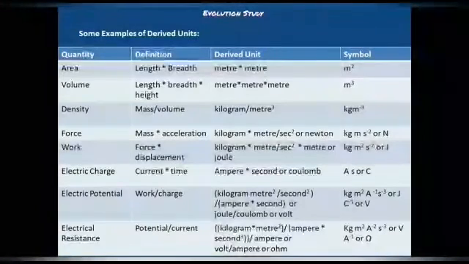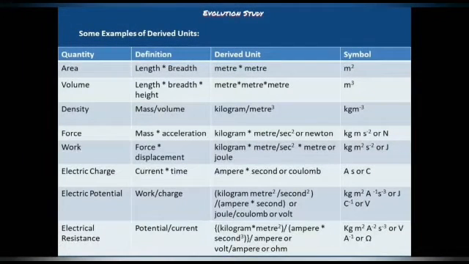Now there are some examples of the derived units. For the quantity of area, the definition is length into breadth, and the derived unit is meter into meter, so the symbol is meter square. For the quantity of volume, the definition is length into breadth into height, and the derived unit is meter into meter into meter, so the symbol is meter cube. Now for the density, the definition is mass divided by volume, so the derived unit will be kilogram by meter cube, and so the symbol will be kg meter to the power minus 3.